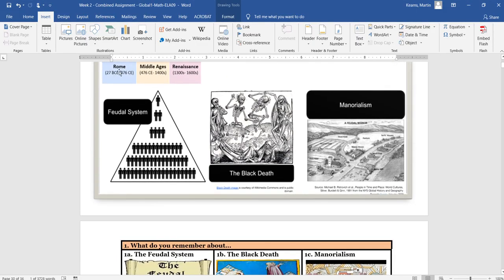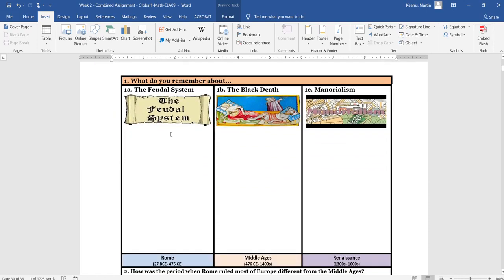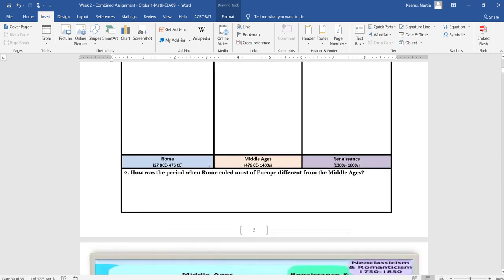Up here you have the dates, Rome, Middle Ages, and the Renaissance. A couple of images here that Mr. Ian Diorio has for you to remind you of what manorialism is, about the Black Death in the Middle Ages, and the feudal system breakdown. You're going to write down what you remember about these 3 topics right here, okay? And in the product you'll have on Schoology, you'll be able to type your answers right into these boxes, guys. That's why there's no more lines, okay?